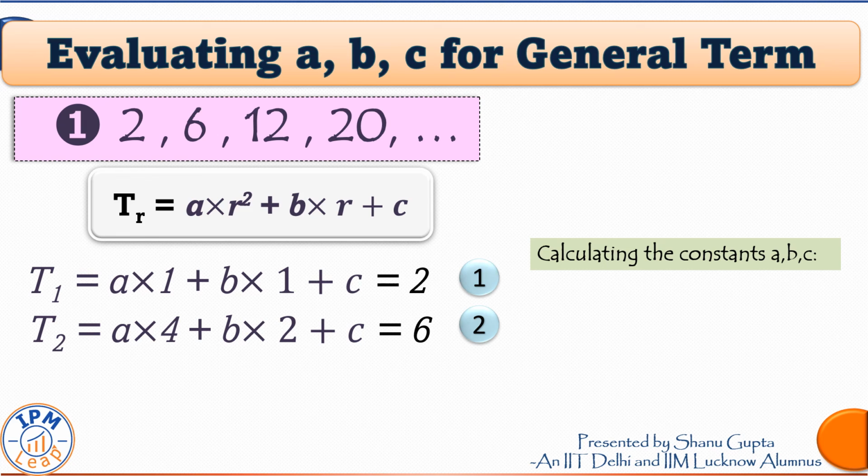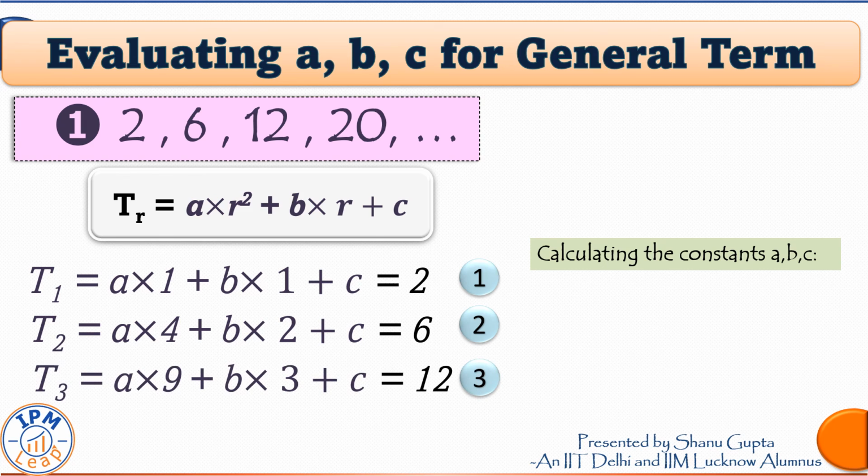And just one more equation required because we have three constants a, b and c to be evaluated. We put r is equal to 3 on both sides and get T3. A into 3 square, which means a into 9 plus b into 3 plus c, which is equal to 12. It's given. So trust me, this is a very simple set of equations to solve.